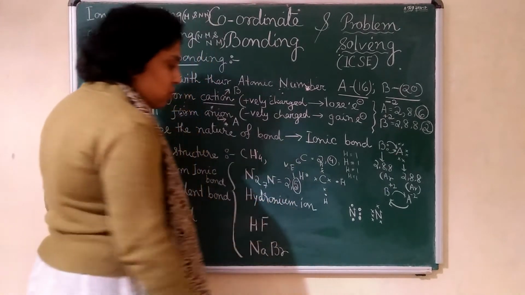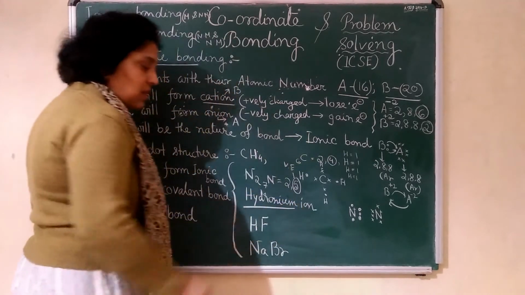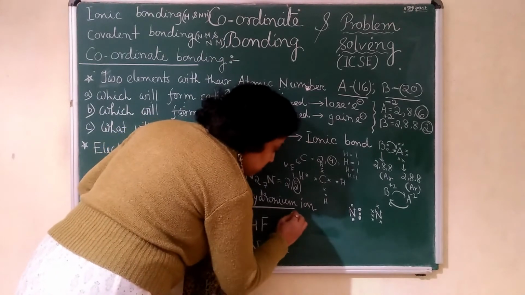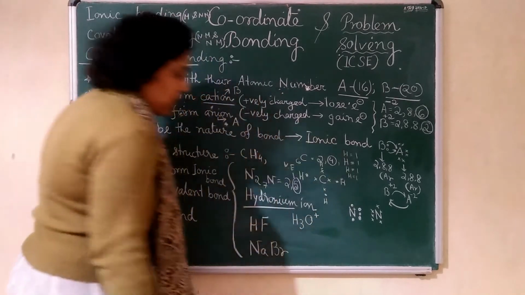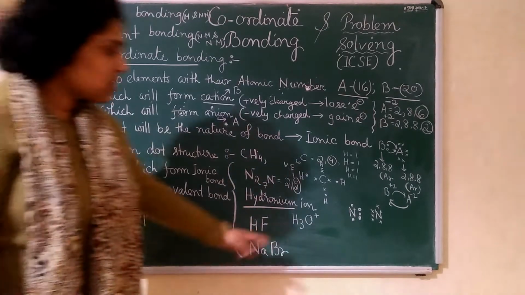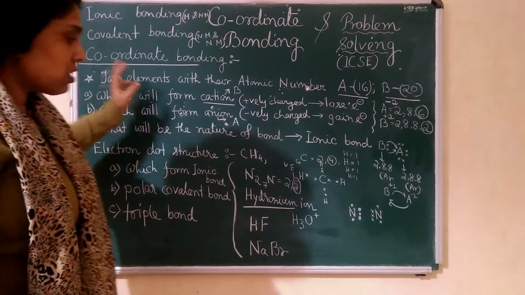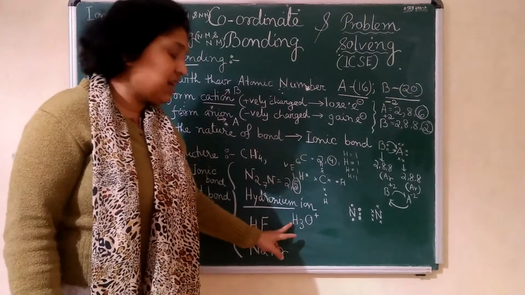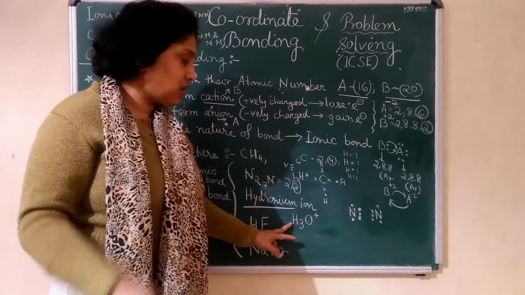Next one is hydronium ion. What is hydronium ion? The name hydronium ion means it is H3O, coming from water. H3O ion. It is plus. Hydronium ion means H3O plus. So when it is an ion, which kind of bonding? Coordinate bonding. Because it is coming from a water molecule and one H plus ion is attached. It means the lone pair of electrons is donated to the H plus ion.